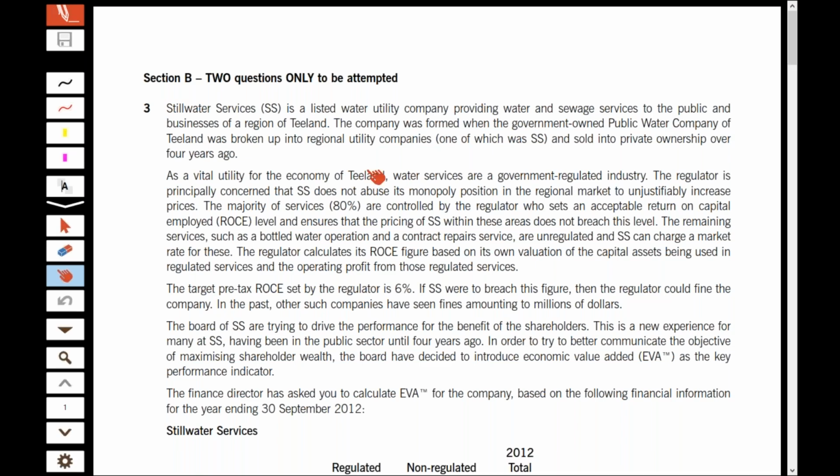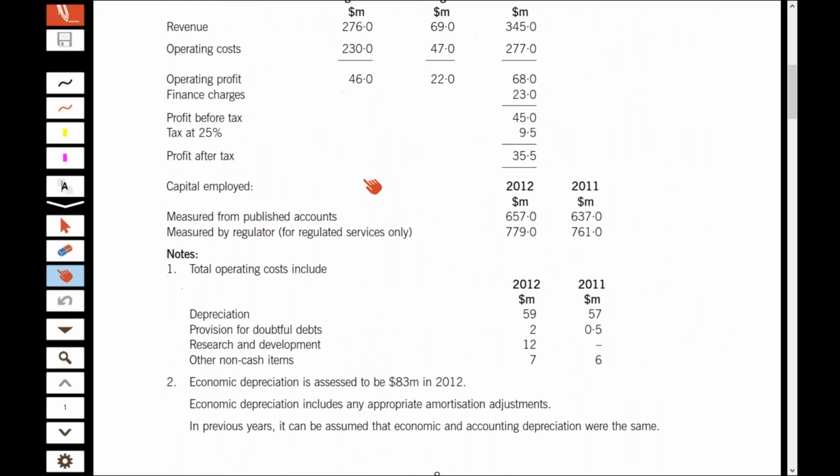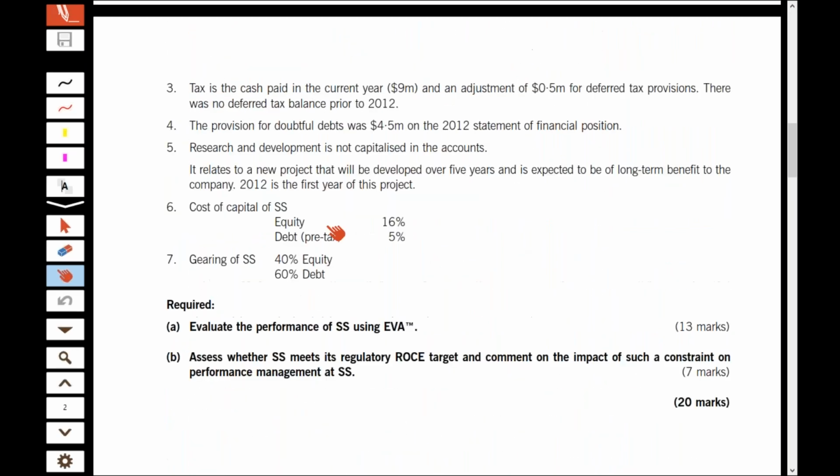Okay, don't worry about this specific issue of text. I'm just going to explain it to you. Don't worry, we'll cover this in this question.